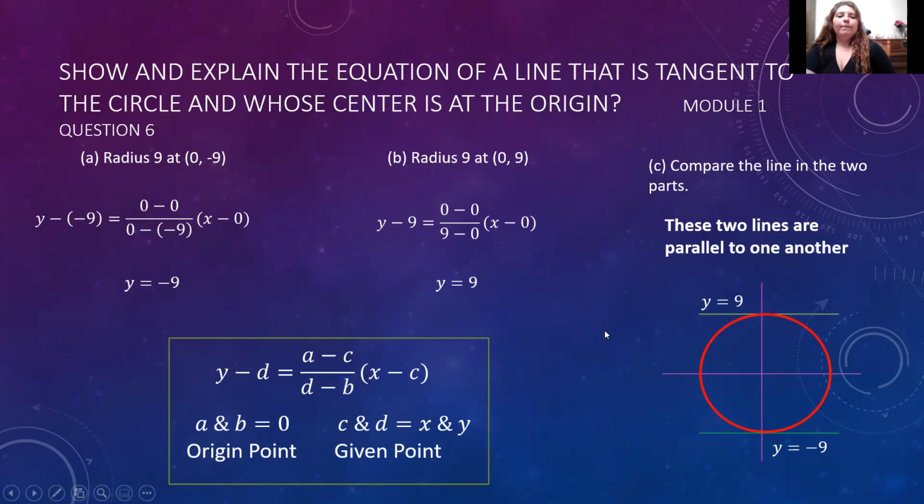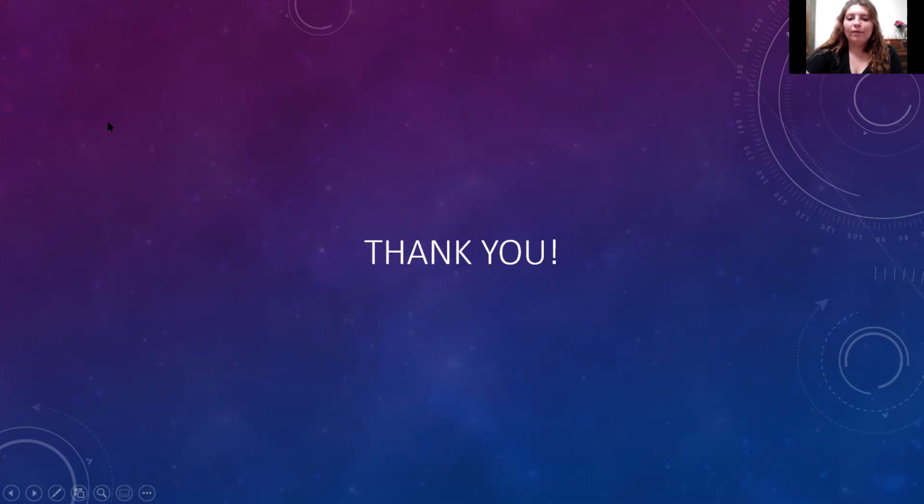And then for b here, we have the same thing, only instead of at -9, it's at +9. So we're going to do the same thing, but change all those -9s to a +9, which gives us y equals 9. So for this last part, if we were to draw a circle with the center at the origin, and put that y equals 9 line on there, and then y equals -9, it'll show you that those two tangent lines to that circle are actually parallel to one another. And that'll be all. Thank you.